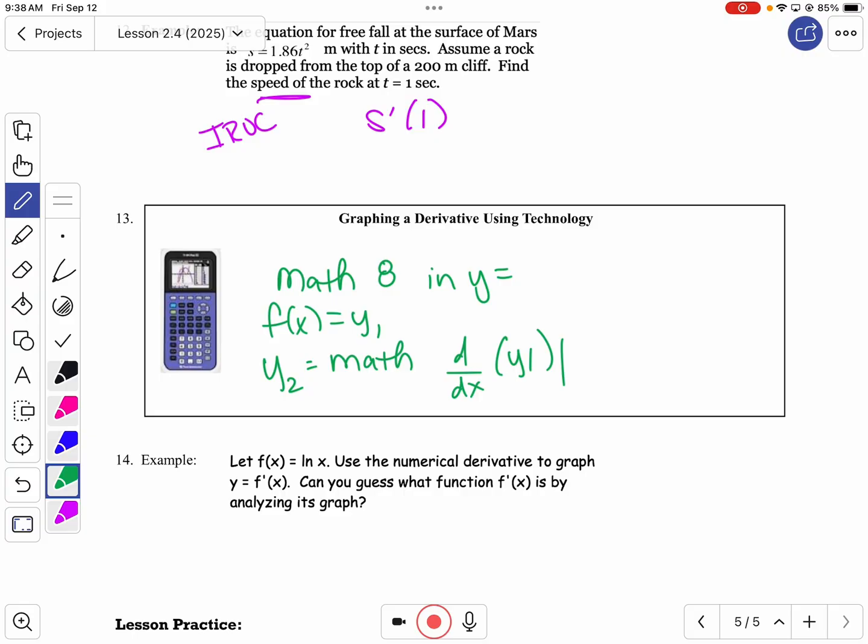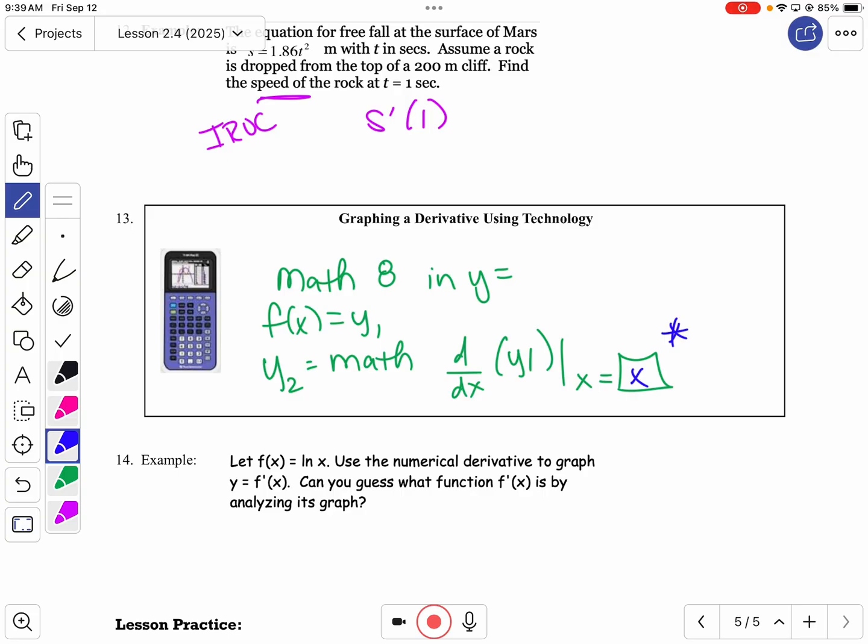Now, the only thing is we don't have a specific number that we're going to put in there. It's for all x. So for x equals x. That's the only difference. Okay? Because we're talking about every x value, not just one x value. So when we put it in y equals, we'll say it's for all x's.